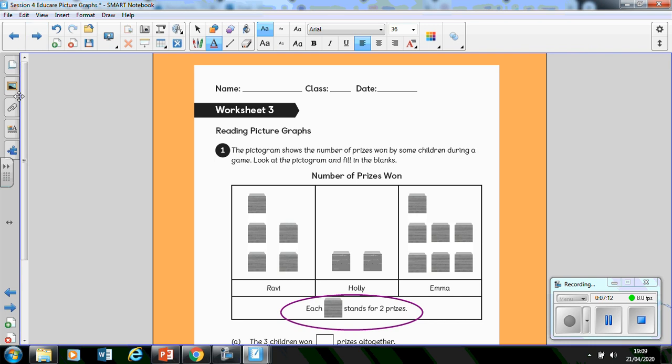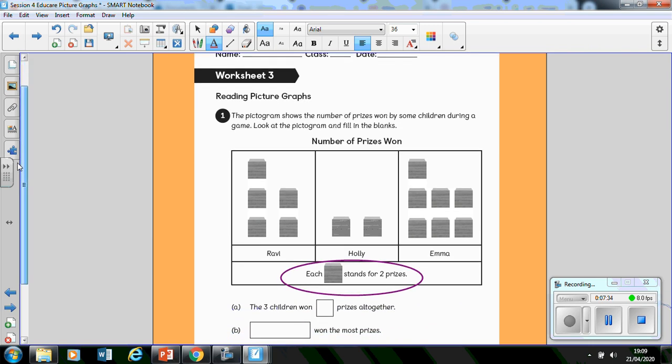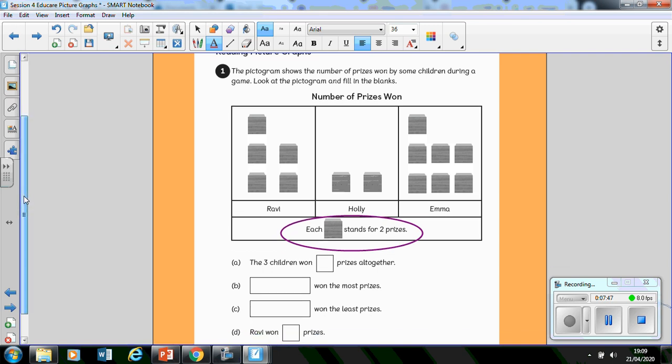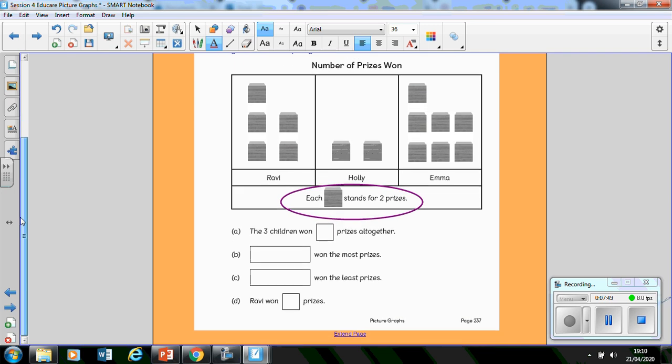Today you have got a worksheet which uses this key where each symbol stands for 2 items or 2 objects, whatever your pictograph represents. What I would like you to do is have a look through each sheet, and if you're finding it tricky to read any sentences or words, remember to ask your learning partner at home to help you. So this is pictogram number 1.